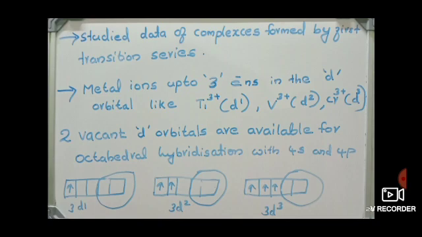Metal ions with up to 3 electrons in the d orbitals, like titanium 3 plus which has d1, vanadium 3 plus which has d2, and chromium 3 plus which has d3, do not have much trouble, because vacant d orbitals are already available. In d1, the 3d orbitals are vacant and we are able to use d2sp3 hybridization without any trouble. In d2 and d3 also, vacant d orbitals are already available. So in all these cases the magnetic behavior of the free ions and their coordination entities is similar.